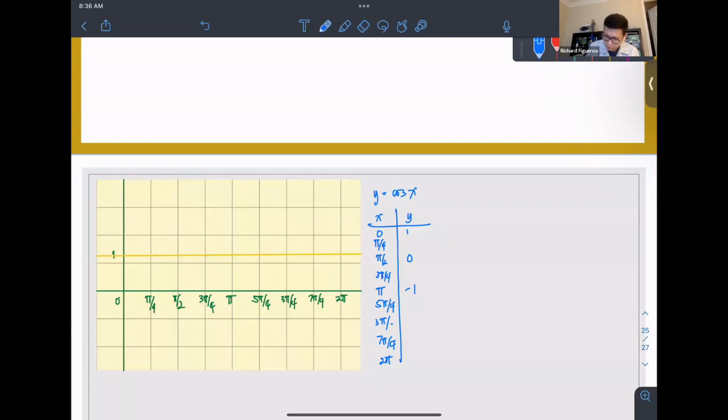And then, okay, so that's the time that I corrected the 3 pi all over 2. That is 0. And cosine 2 pi, that makes it positive 1.